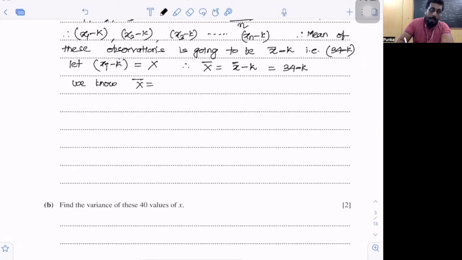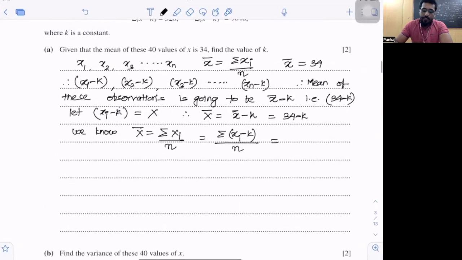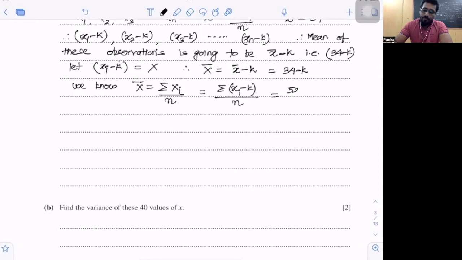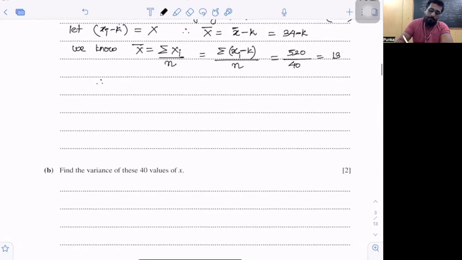But we know capital X bar is going to be summation of xi divided by number of observations. So that's summation of xi minus k, whole divided by the number of observations. So what is summation of xi minus k given to us? Summation of xi minus k is 520. So I write here 520 divided by the number of observations. The number of observations is 40. That gives me 13, right? So capital X bar is 13.